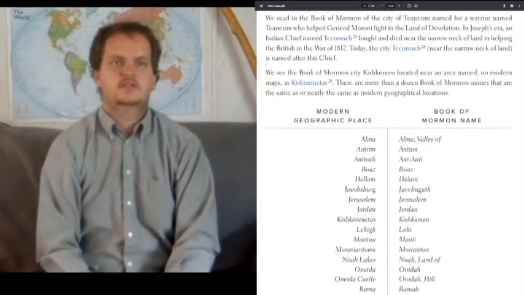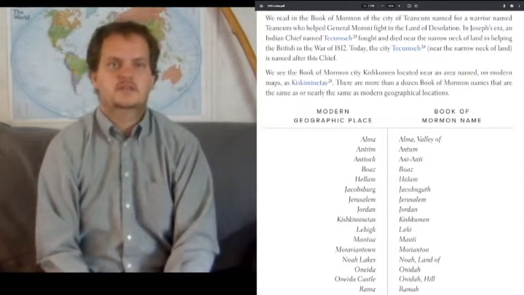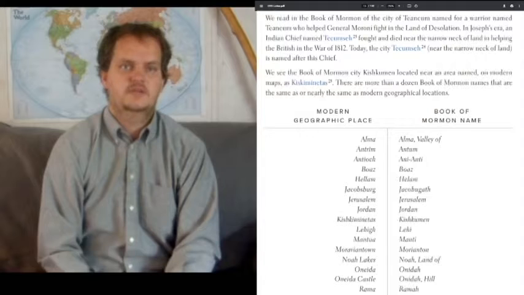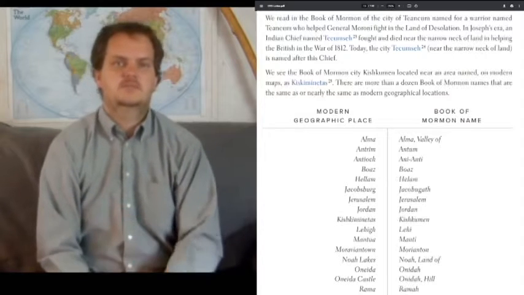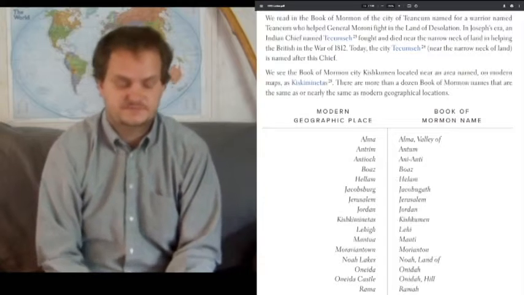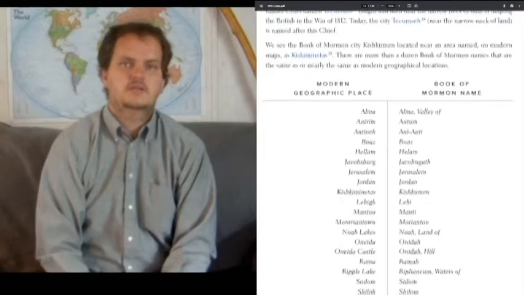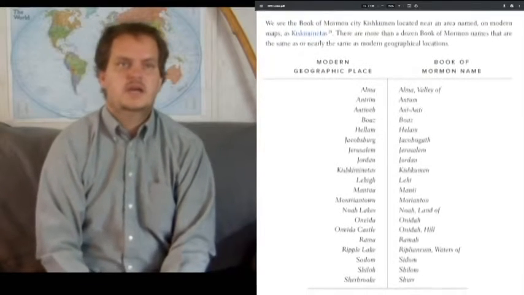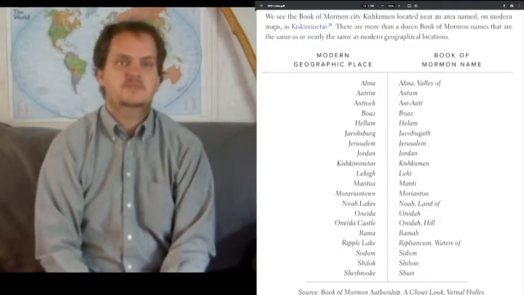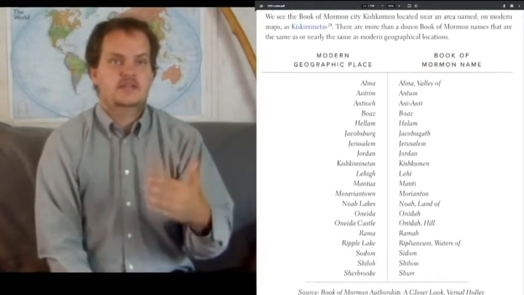In Joseph Smith's era, an Indian chief named Tecumseh fought and died near the narrow neck of land in helping the British in the War of 1812. Today, the city Tecumseh, near the narrow neck of land, is named after this chief. We see the Book of Mormon city Kishkumen located near an area named on modern maps as Kishiminatis. Hard to pronounce. Kishiminatis.